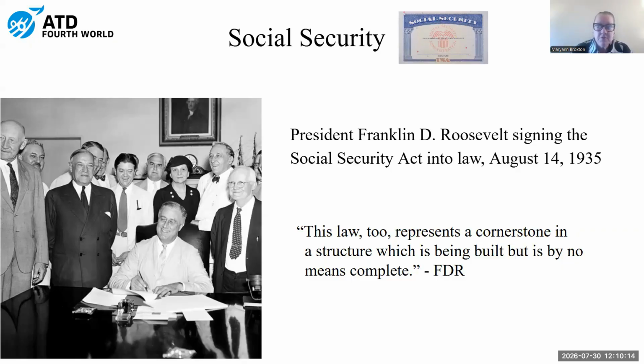The Social Security program was born out of the Great Depression. Widespread job loss led to deep poverty, leaving masses of people, particularly elderly, destitute. As part of the New Deal, Social Security was meant to create a reliable source of income for retirees, with President Roosevelt describing it as a cornerstone in a structure which is being built, but is by no means complete.